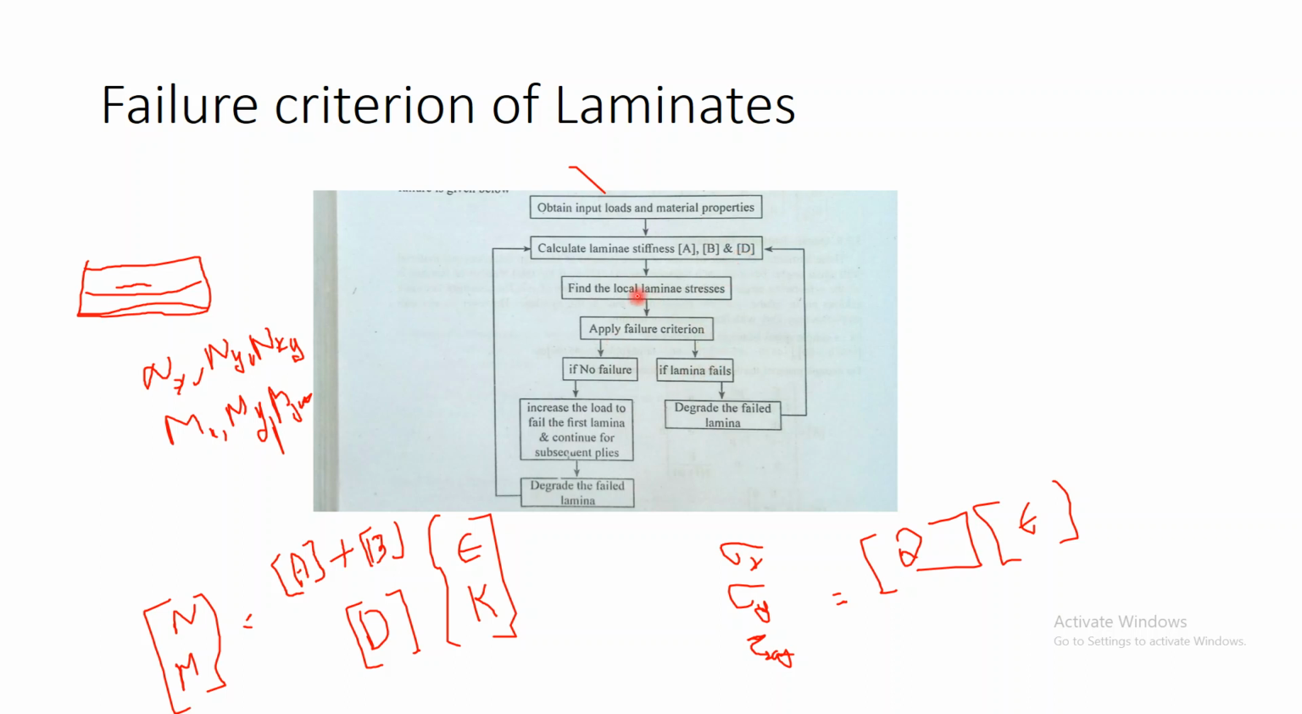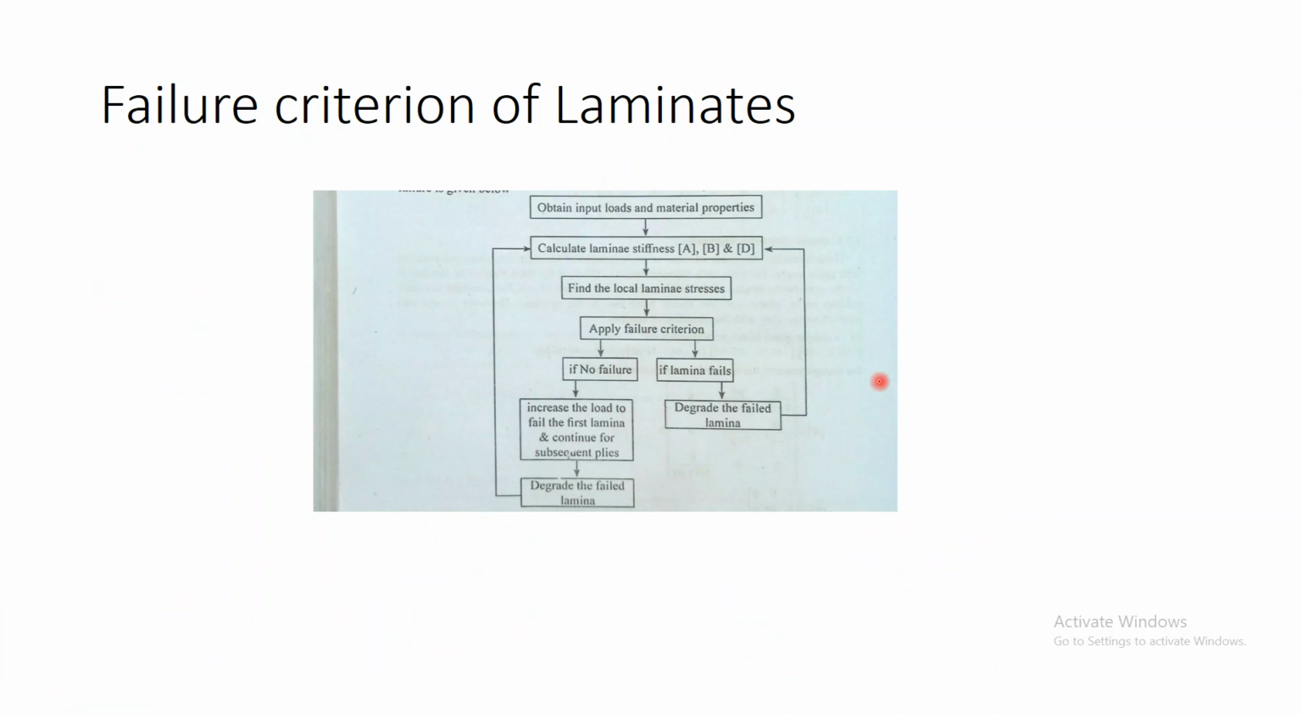If no failure occurs, then we can go for increasing the load, that is, the factors Nx, Ny, Nxy, and the moments, and again check the respective calculations and stresses. Once it fails, again we can go for redesigning the particular laminate if required. So these are the regular steps that we adopt for the failure criterion of laminates.